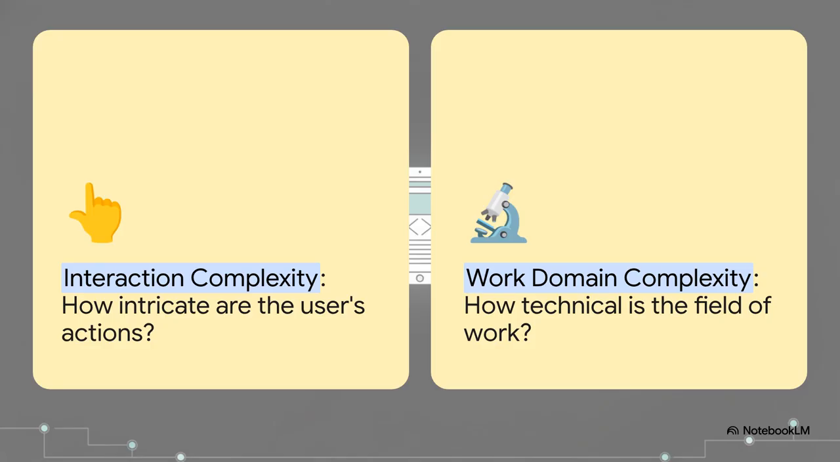Well, we can think about it in 2 different ways. The first is interaction complexity. This simply asks, is the task simple or is it complicated? How many steps does the user have to take? The second is work domain complexity. This asks, is the subject simple or is it very technical? For example, is it something anyone can understand or is it something specialized, like medical software or financial trading?